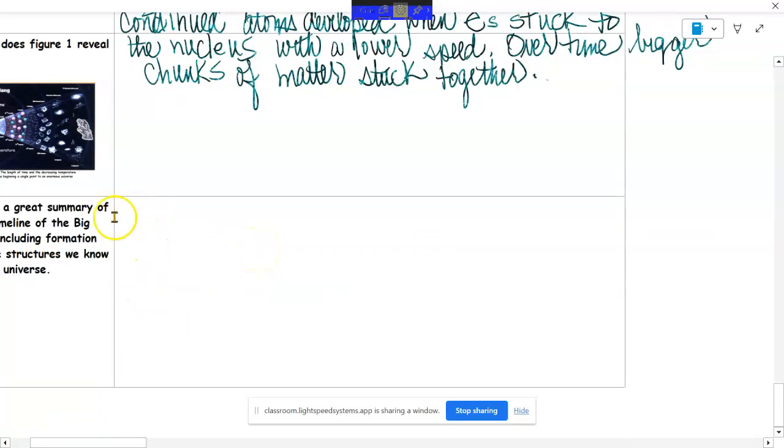The third one is about the timeline, where you summarize this diagram here. So we already answered the questions about what this diagram revealed. You can be sure there will be diagrams for you to analyze on the test, because that's the kind of thing we've been doing.